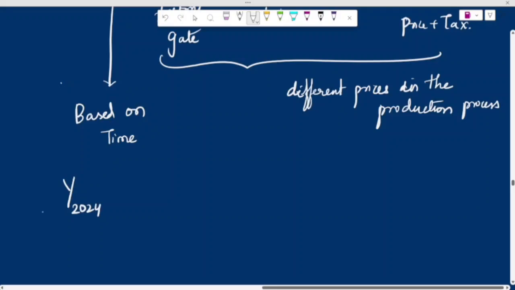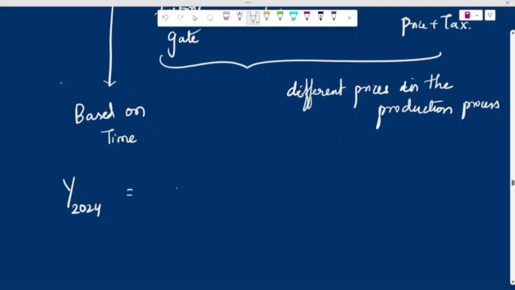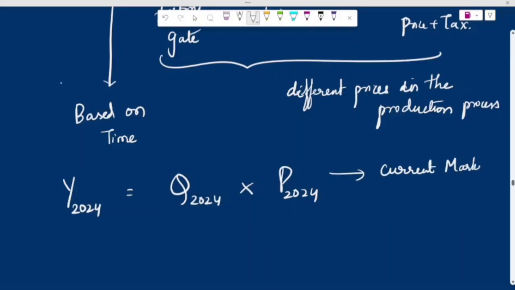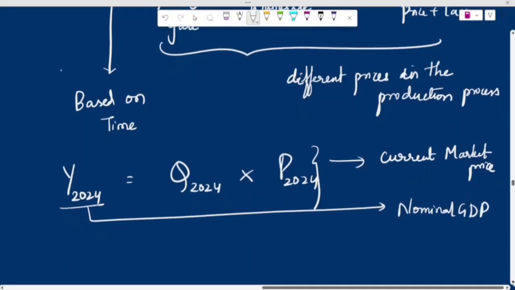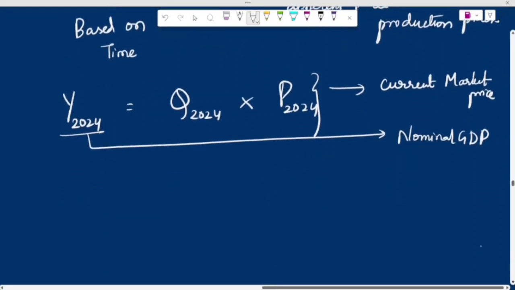So when it comes to Y, meaning GDP, wherever I write Y, it will be GDP. So Y, GDP, equals total quantity of goods produced in 2024 into price in 2024. So this is the current market price. The price in 2024 is the current market price, and this whole Y 2024 is the nominal GDP. Why? Because I'm seeing it from the lens of the price which is there now, in this year.